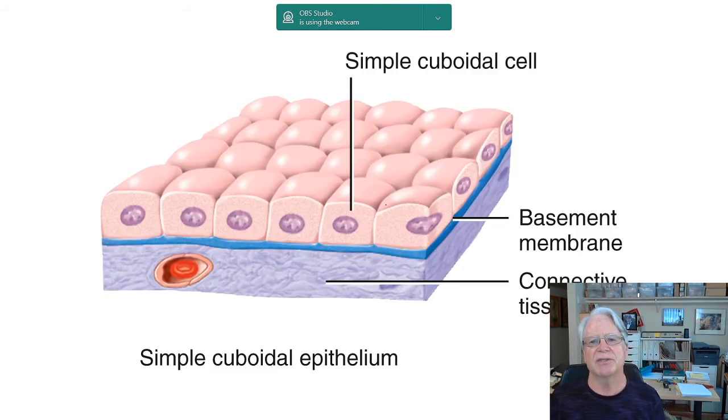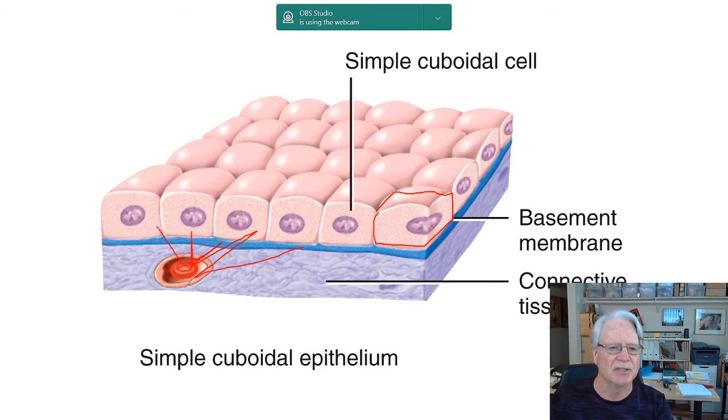Okay, so here it is. Single layer of square or cuboidal shaped cells. You've got your basement membrane. Also notice there's no blood vessels in here. Here's the blood vessels. They're very close, but not inside the epithelial tissue. And so this means that exchange has to be in this direction between these cells, okay?